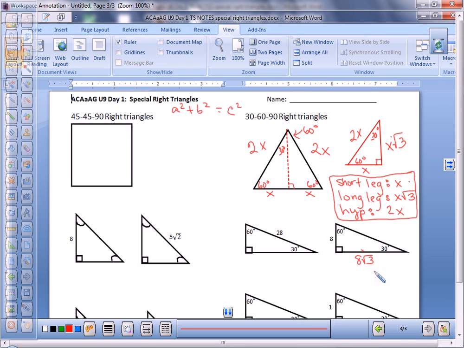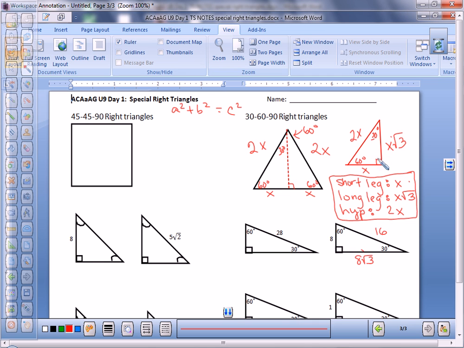And if we know the short leg, all we have to do is double it to get the hypotenuse. So if the shorter one, across from the 30, is 8, then the hypotenuse would be 16. And that is the pattern that works every time for 30, 60, 90. Now, we proved mathematically why it worked, but this is what it is.